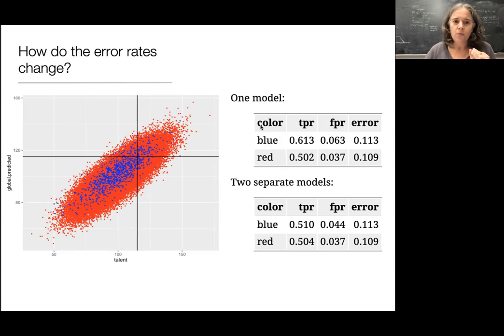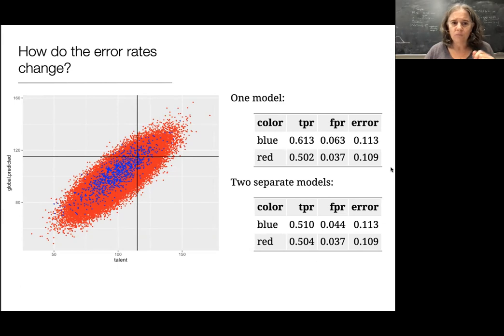We end up saying, more of my blues who should go, who really have a talent above 115, are actually getting into college. And similarly, a much higher proportion of the blues who shouldn't be, that's this little quadrant over here, the false positives, are also getting into college, right? So what has happened here when I use that single model, but the feature distribution is different? The blues don't fit the overall model in the same way that the reds do.